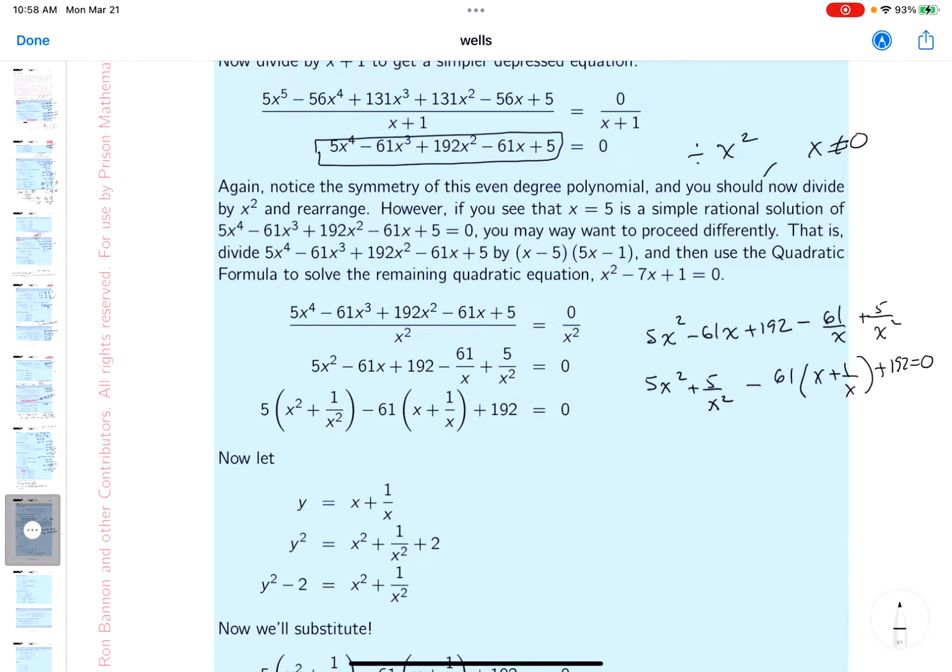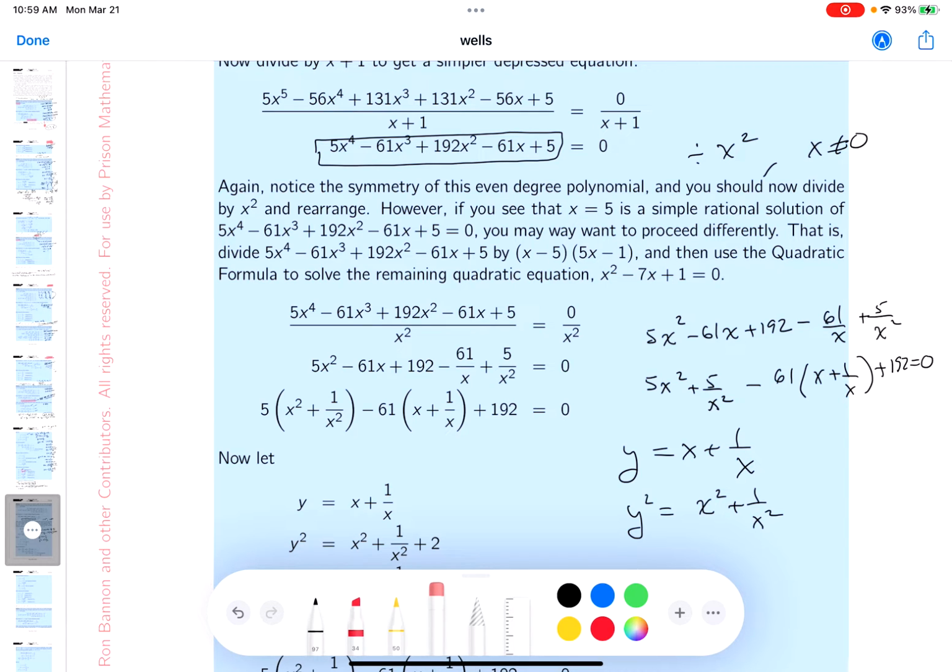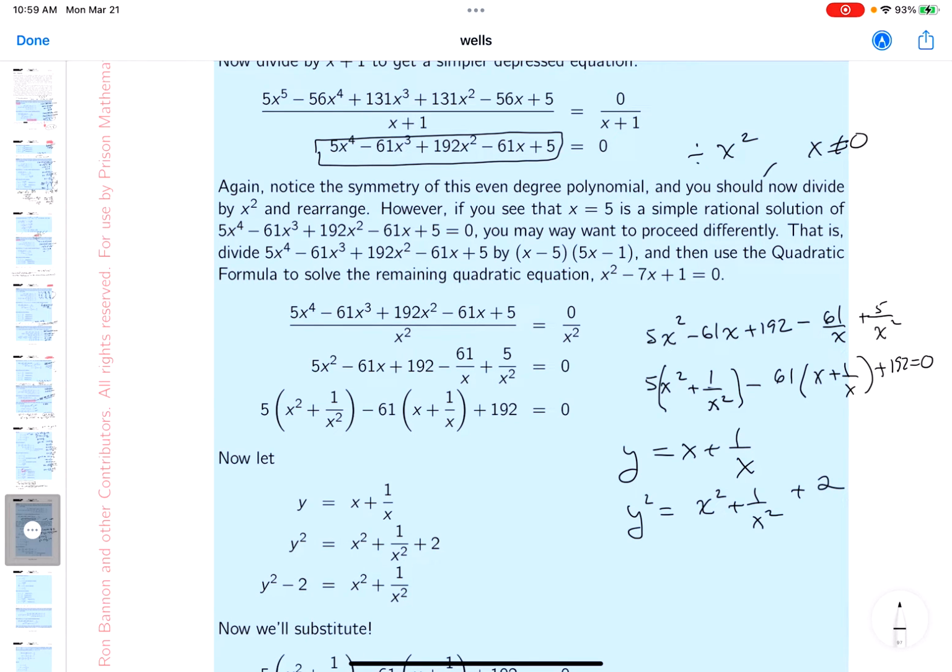Again, I'm using the same trick I used last time. And what am I going to say? Y is equal to x plus 1 over x. And then I'm going to square both sides. Really easy to do, by the way. What do you get? You get x squared plus 1 over x squared. You know what I've got to do over here? I forgot to do it. I'm going to do it now. I'm going to factor the 5 out. I forgot to do that. All right, let's go back to our squaring operation, and I give you plus 2. So y squared minus 2 is equal to x squared plus 1 over x squared.